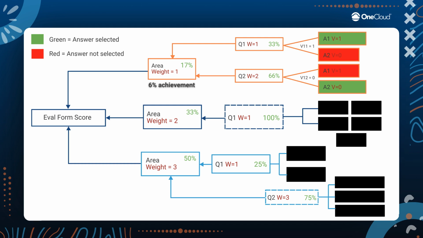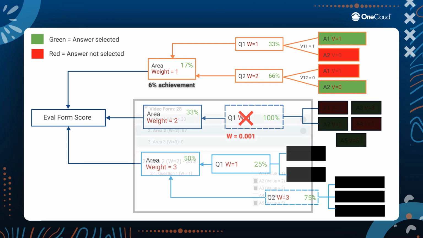Now we can look at the second area, which only contains 1 question. Being the only question, the actual numerical weight of it is irrelevant as it accounts for 100% of the weight within this area. Regardless, this weight could be 0.01, and it would still hold all the weight within this area.